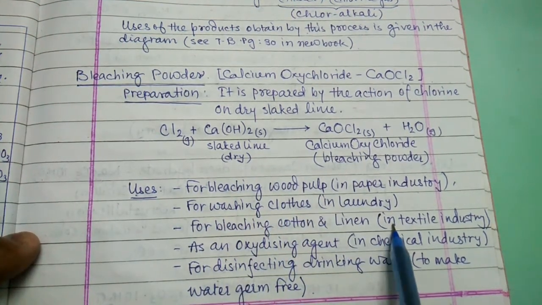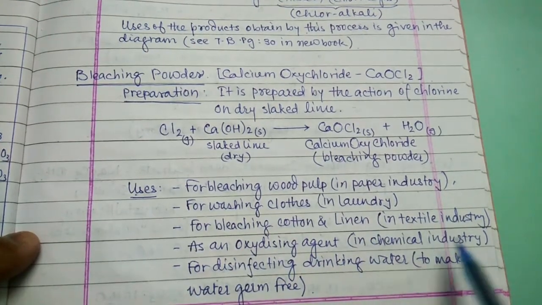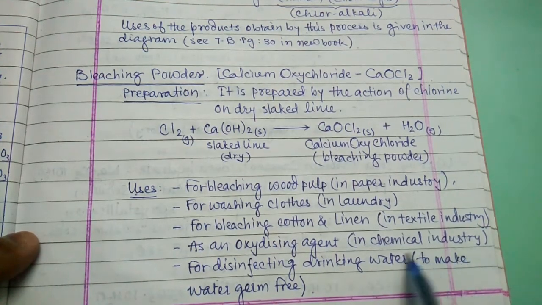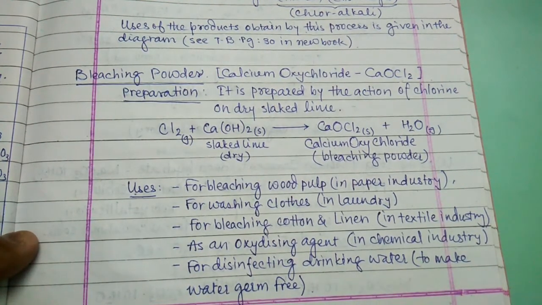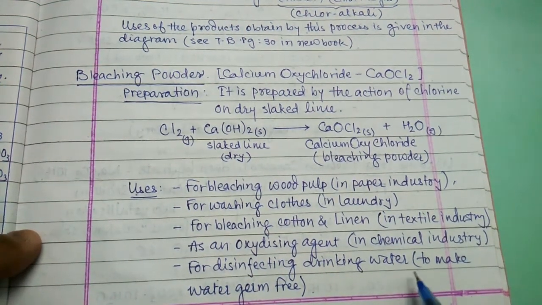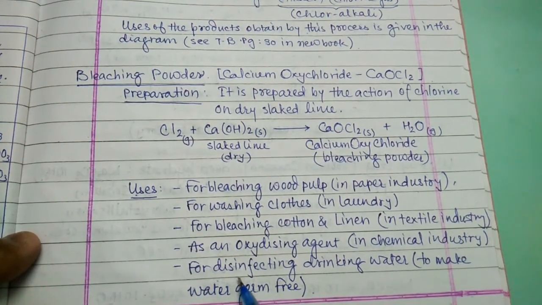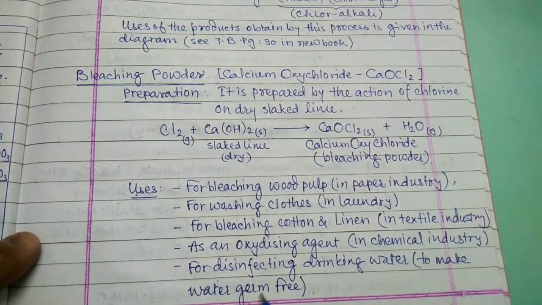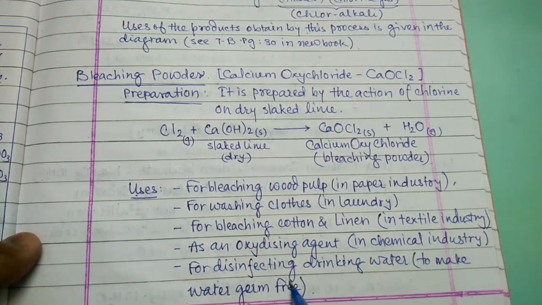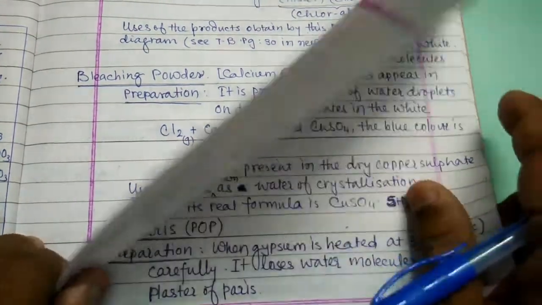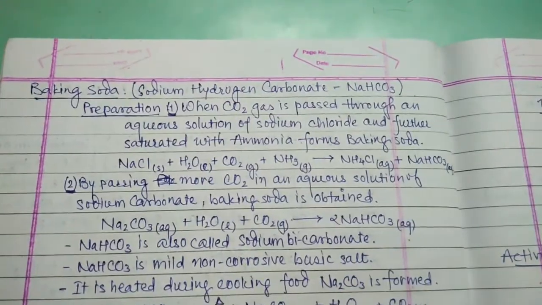For washing clothes in laundry, for bleaching cotton and linen in the textile industry, as an oxidizing agent in the chemical industry. Several chemicals are prepared using an oxidizing agent. For disinfecting drinking water to make water germ free, bleaching powder is used as a disinfectant.